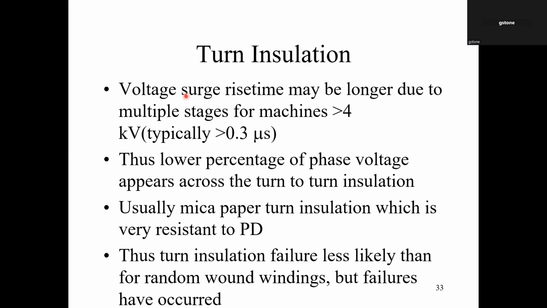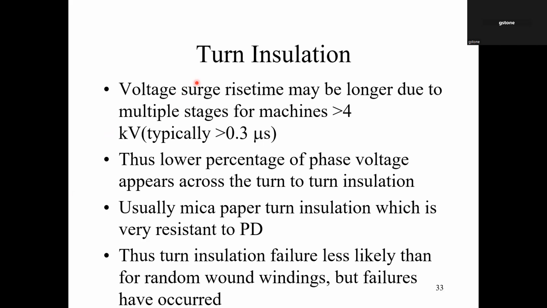So the turn insulation, how does that affect it? It's really the same story. Although the rise time in form wound windings, especially the higher voltage ones, tends to be longer, because remember I said we have cascaded stages, and therefore the rise times, at least the ones we've measured so far on machines 3 kV and above, tend to be longer than about 300 nanoseconds. So we don't get quite the non-uniform voltage distribution that we can get in, say, an electric vehicle application.